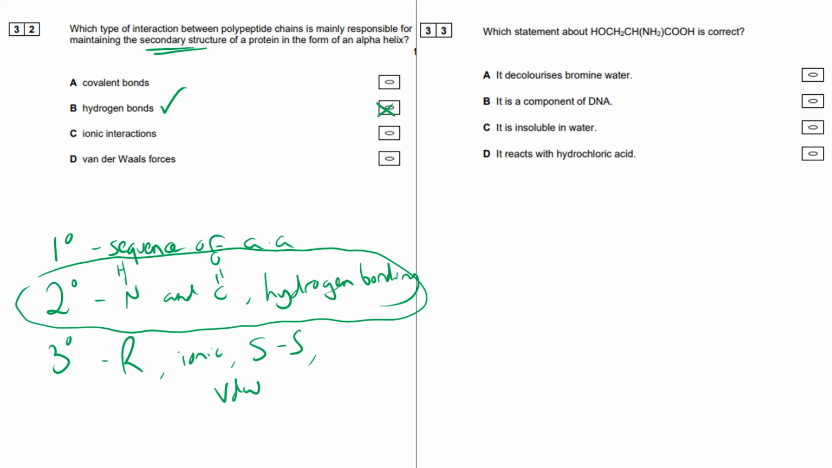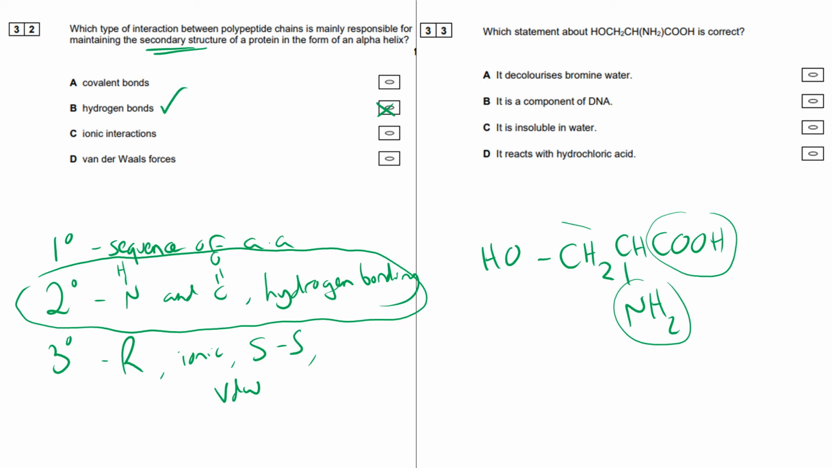Question 33. Which statement about this molecule is correct? So I'll just draw this molecule out. So you've got your CH2, CHCOOH. On the CH you've also got an NH2, and on the CH2 you've got an alcohol here. So this is in fact an amino acid. So you can see here you've got your amine group, you've got your carboxyl group, and this is your R group. So let's go through which ones would react or which statements are incorrect.